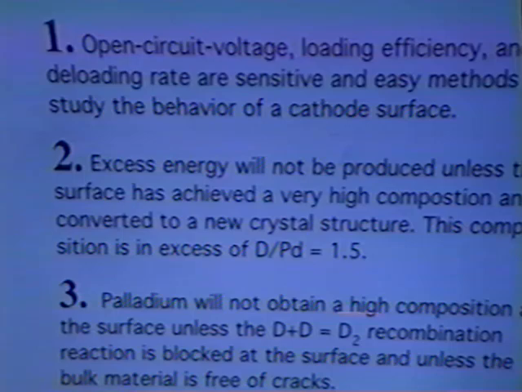Palladium will not obtain a high composition at the surface unless the DD recombination reaction is blocked at the surface, unless the bulk material is free of cracks. So the surface character is very, very important to block this reaction, and you have to have palladium that's very strong that will not crack. And as we know, other people previously have shown that when it cracks, then it just deloads. Mike just pointed that out very dramatically, and we've seen the same thing.